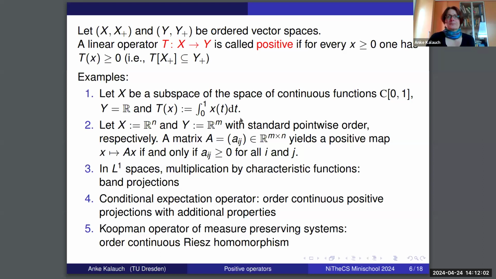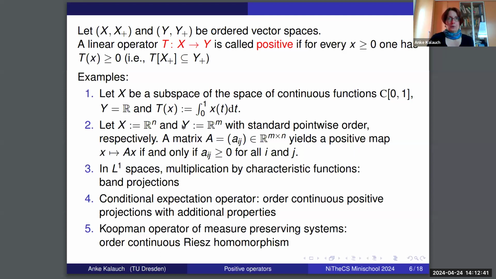Then the second example: we consider matrices. In linear algebra, you look at maps from a space Rn to Rm, and both spaces are equipped with the standard pointwise order. A matrix A gives you a linear map from x to Ax. And it is a straightforward calculation that this is a positive map in the sense above if and only if all entries are positive.